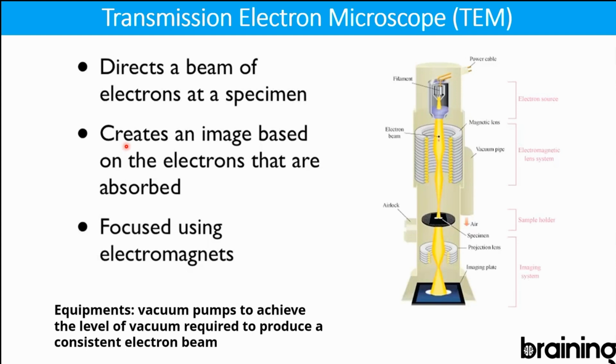So what it's going to do is create an image which is based on the electrons that are going to be absorbed by the specimen. And now I'm going to tell you how to process this specimen so we can detect the different parts, dark and white, of that image that I showed you in the beginning of the presentation.